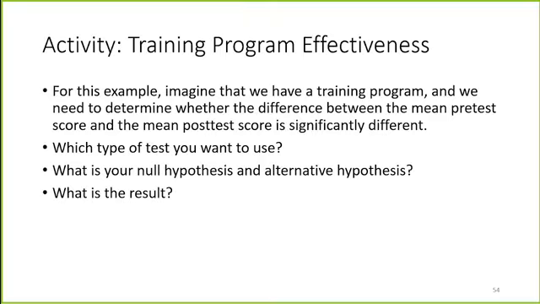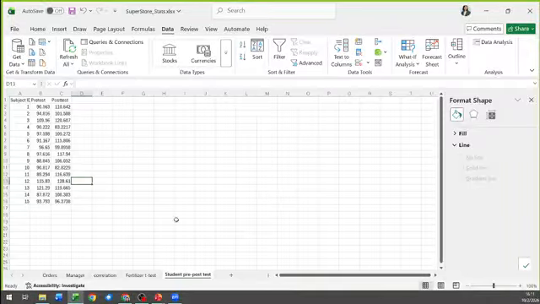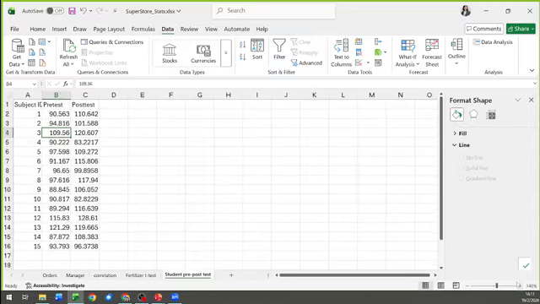Now it's our turn. I have another sheet called training program effectiveness. For this example, imagine that we have a training program and we need to determine whether it is actually effective by looking at participants' pre and post test scores. I have pre and post test scores of participants, in this case 15 students, right? I want to say whether my training program is effective or not. So what do I do?